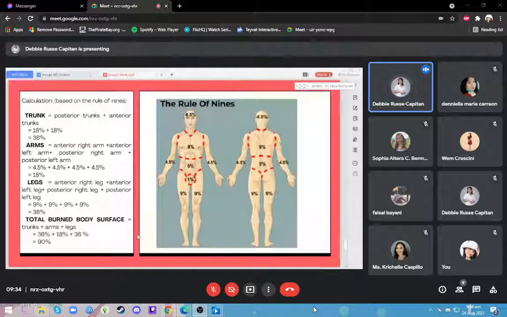So these are the calculations, and as you can see on the illustration, that is the rule of nines. The affected areas are the trunks, the arms, and the legs. Those are the three parts that were affected. So the total burned body surface overall is 90%.